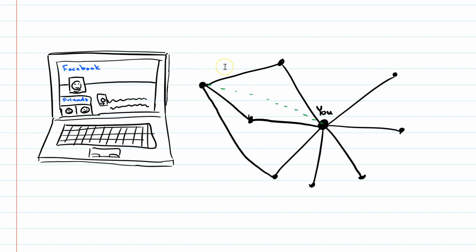So Facebook is social networking, and so much of the internet actually uses graph theory to figure out relationships between people or websites, or pretty much any type of relationship that you can capture on the internet can be captured in graph theory.